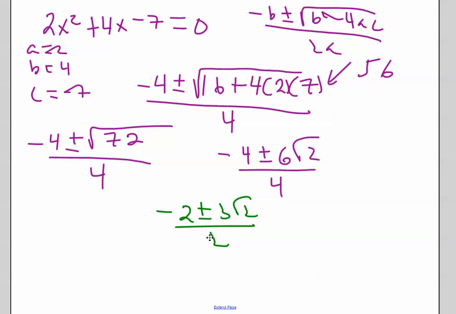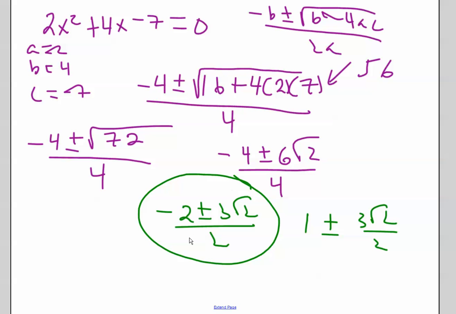And I could split this fraction up here. I could put negative 2 over 2 plus or minus 3 radical 2 over 2, which is nothing more than 1 plus or minus 3 radical 2 over 2, if I wanted to do that as well. But this is perfectly fine. I'm happy with this. That is my quadratic review. I will see y'all next time.